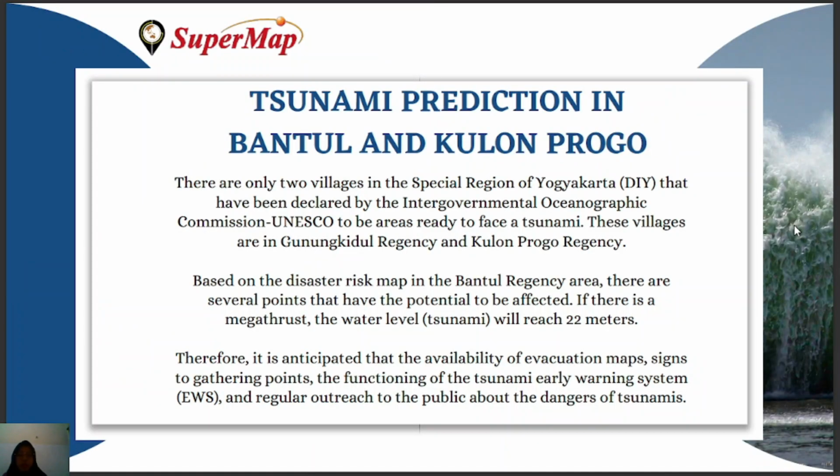Tsunami prediction in Bantul and Kulon Progo: there are only 2 villages in the Special Region of Yogyakarta that have been declared by the Intergovernmental Oceanographic Commission of UNESCO to be areas ready to face a tsunami. These villages are in Gunung Kidul Regency and Kulon Progo Regency. Based on the disaster risk map in the Bantul Regency area, there are several points that have the potential to be affected. If there is a megathrust, the tsunami water level will reach 22 meters. Therefore, it is anticipated that evacuation maps, signs for gathering points, a functioning tsunami early warning system, and regular outreach to the public about the dangers of tsunami will be available.